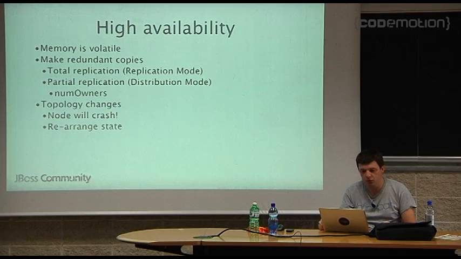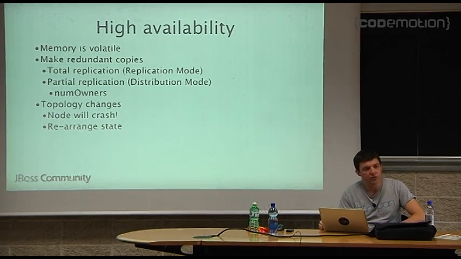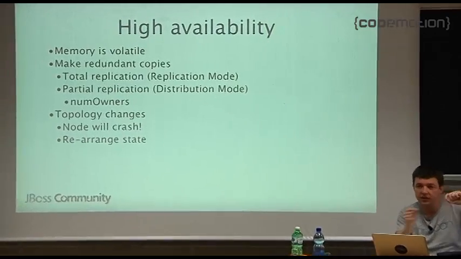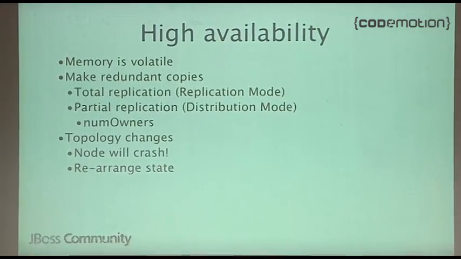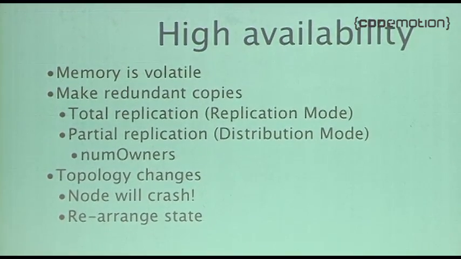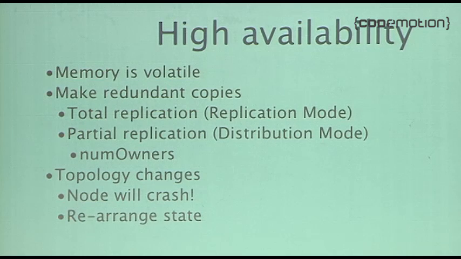We support two modes of replication. The total replication, in which whatever you put in or whatever you write in one node gets replicated to all other nodes in the grid. That gives a very high protection against nodes going down, but also your storage capacity is limited to the capacity of an individual node, so everything gets copied around. That can be useful if you have, for example, only metadata. You don't have that much data to store.